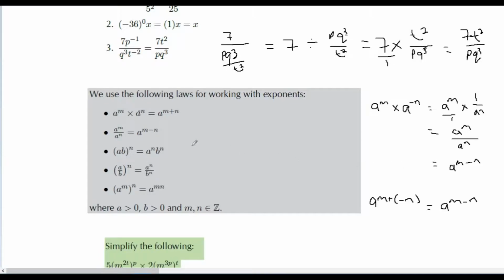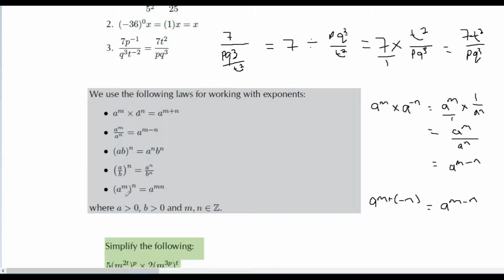Third rule: if we have an exponent on the outside of a bracket, we just multiply it in, right? Each term in our parentheses or brackets, whatever you like to call it, is affected by our exponent. A good way to always check this is on a calculator. So if you had 2 times 3 to the power of 4, that's 2 to the 4 times 3 to the 4, and then the same thing.